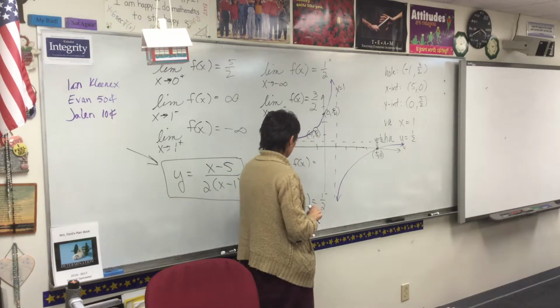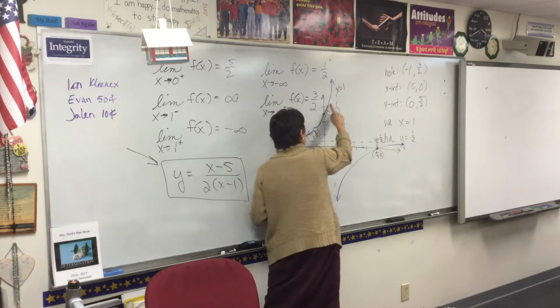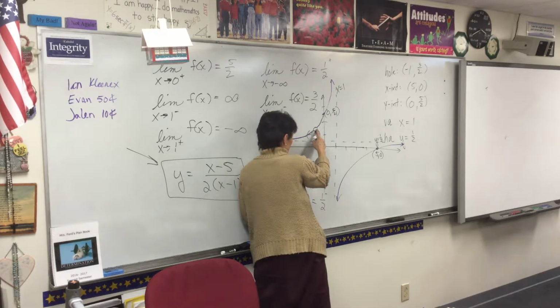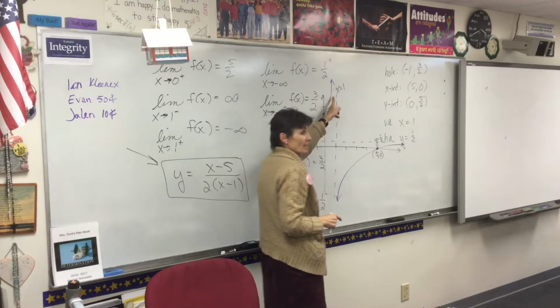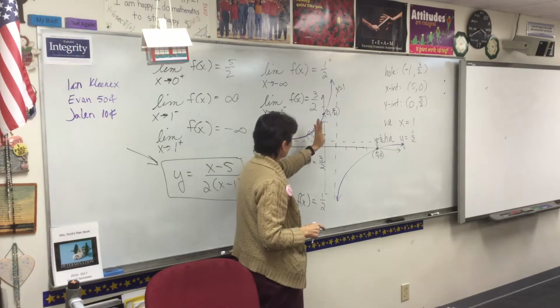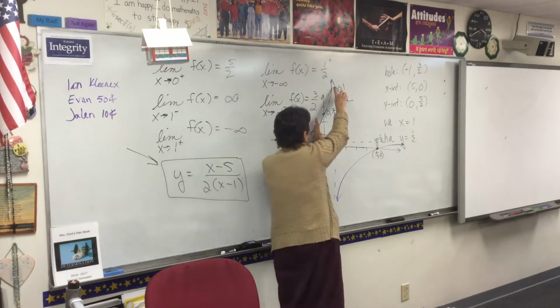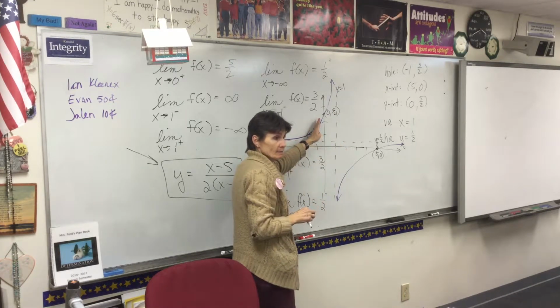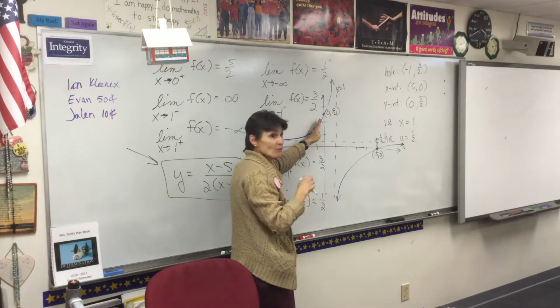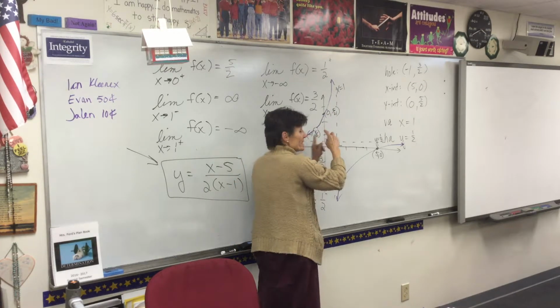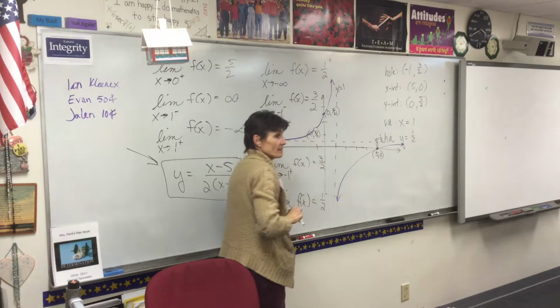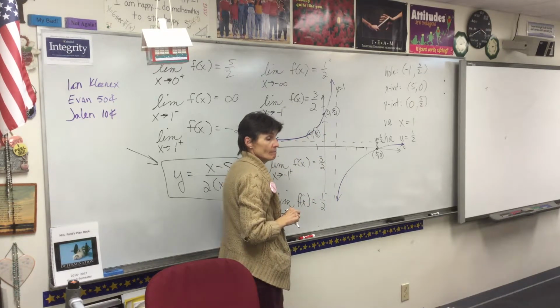What if we come from the other direction? What if we come from the right? It's still 3/2, isn't it? As you approach -1, here is -1. As you approach -1 from either side, aren't they coming together? So as you approach from either side, it's going to be 3/2.